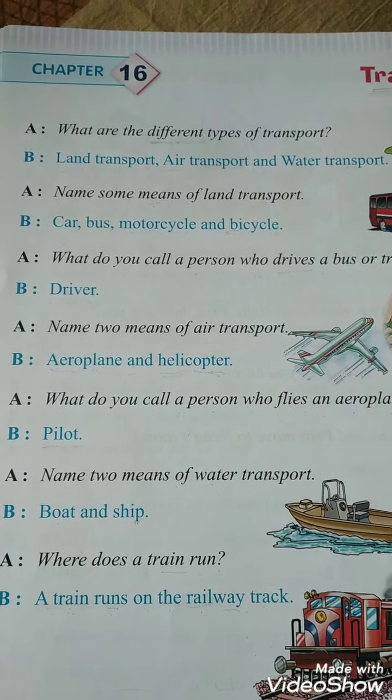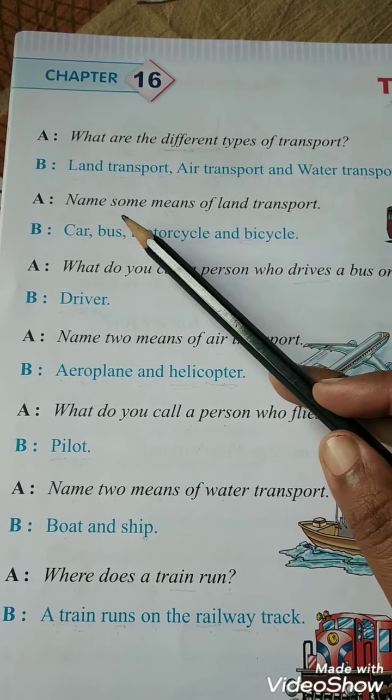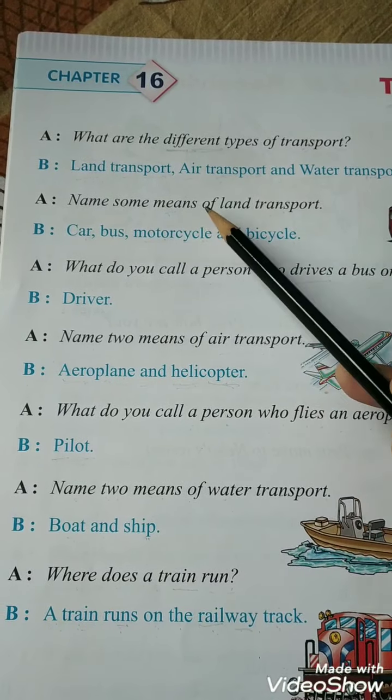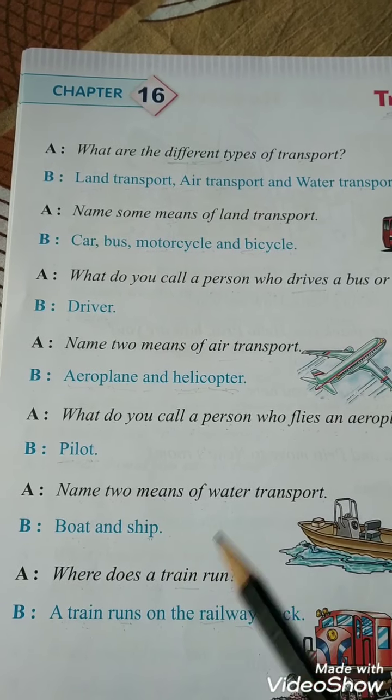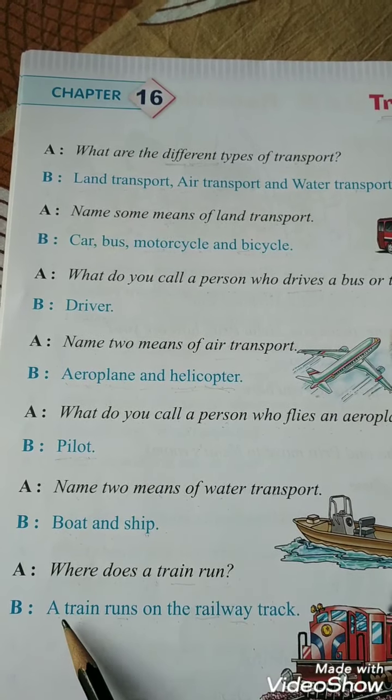So children, let us revise it one more time. What are the different types of transport? Land transport, air transport, water transport. Name some means of land transport. Car, bus, motorcycle, bicycle. What do you call a person who drives a bus or train? Driver. Name two means of air transport. Aeroplane, helicopter. What do you call a person who flies an aeroplane? Pilot. Name two means of water transport. Boat and ship. Where does a train run? A train runs on the railway track.